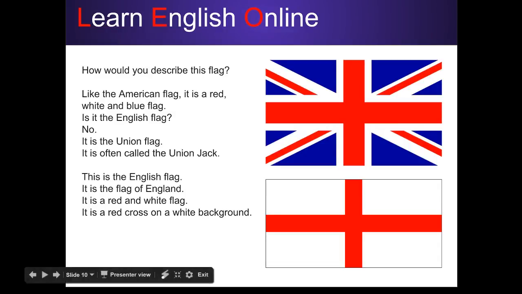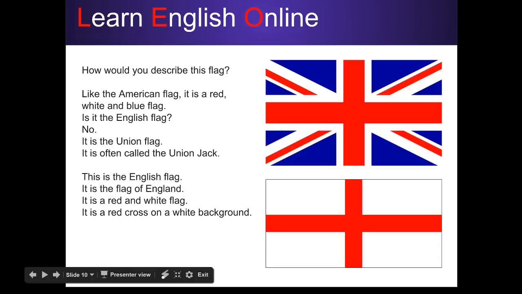The English flag. Suddenly, English. It's an adjective. Now, is it the English flag? No, it isn't. Sorry. It's the Union flag, and we often call it the Union Jack. Okay, this is the English flag. It's the flag of England, and it's a red and white flag, no blue.